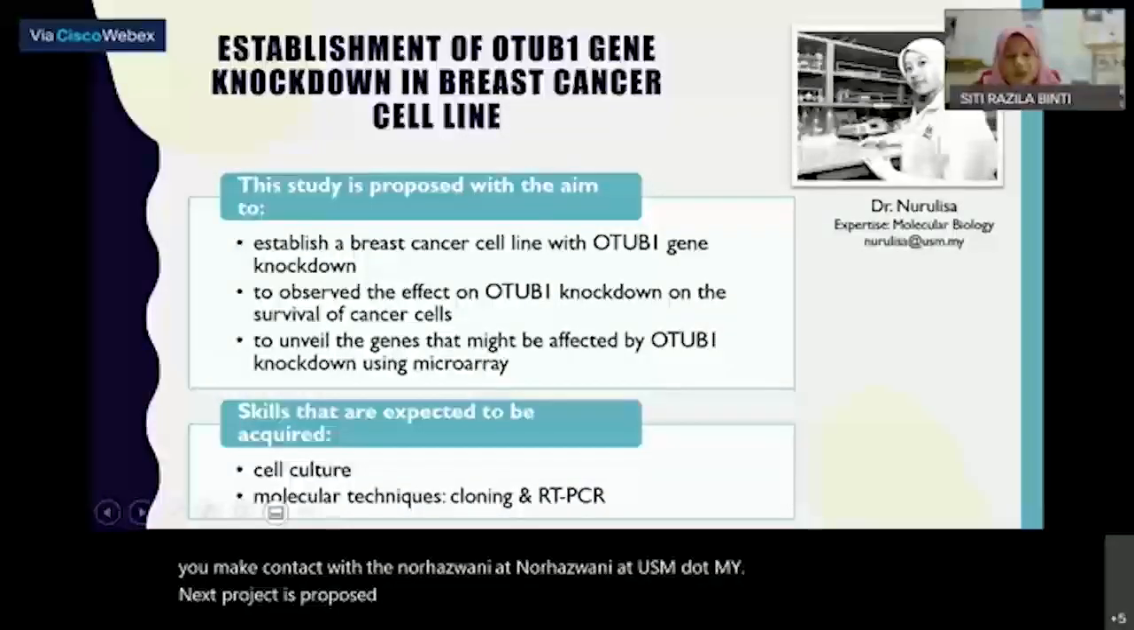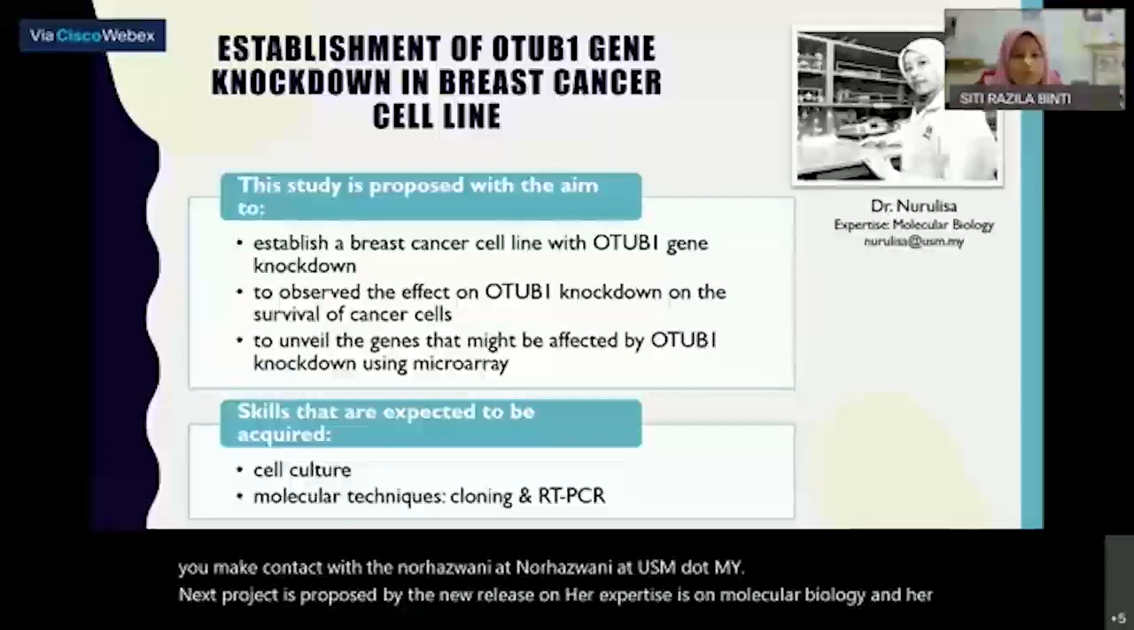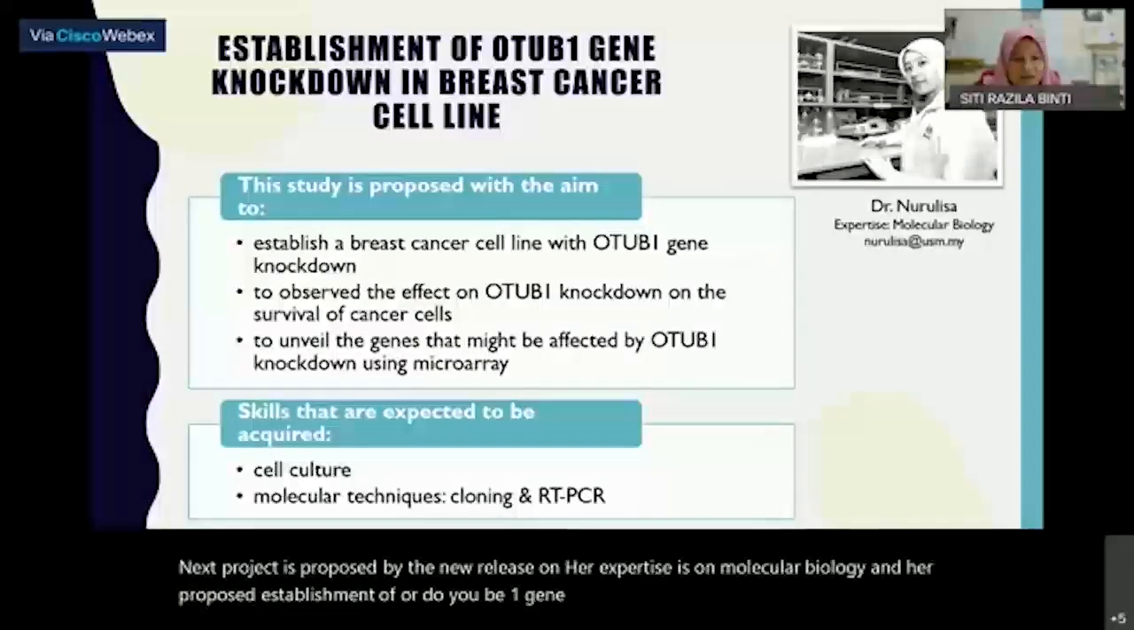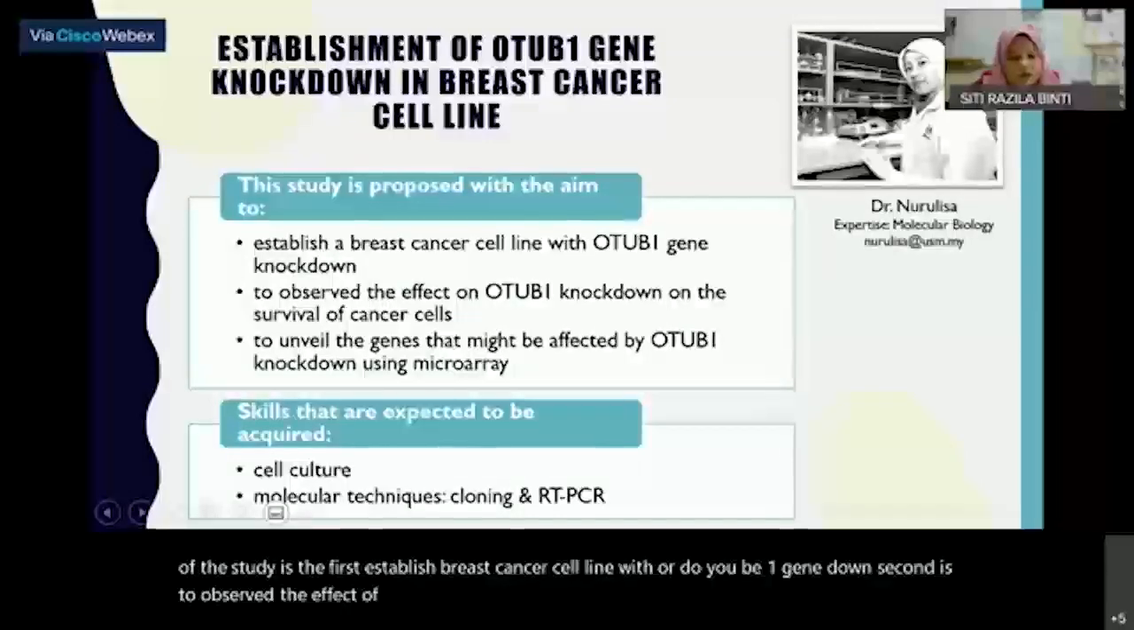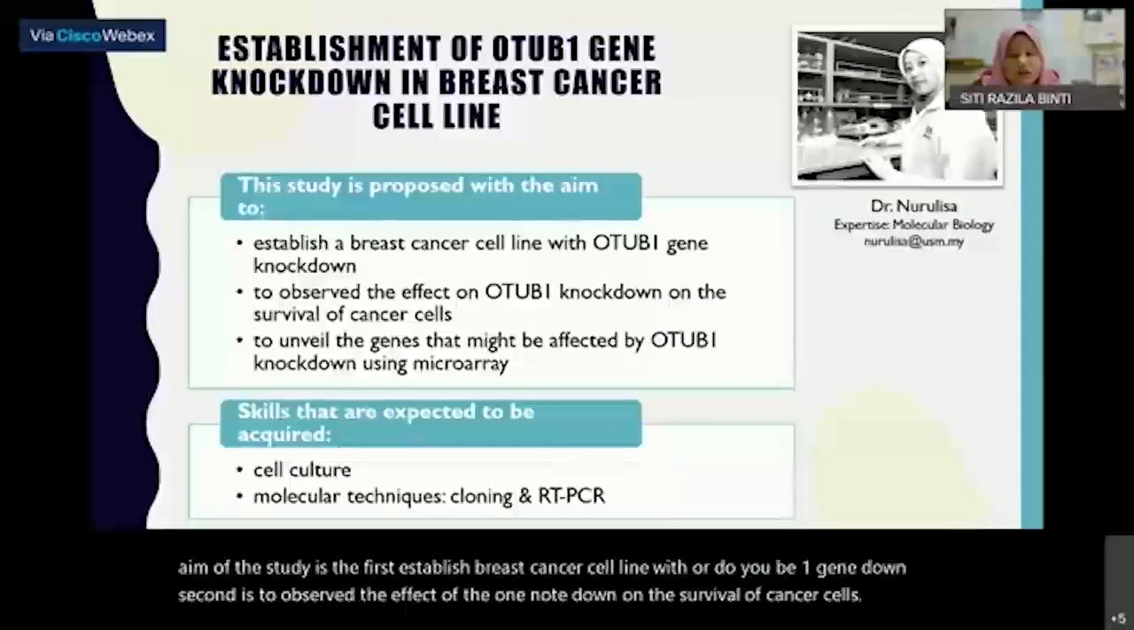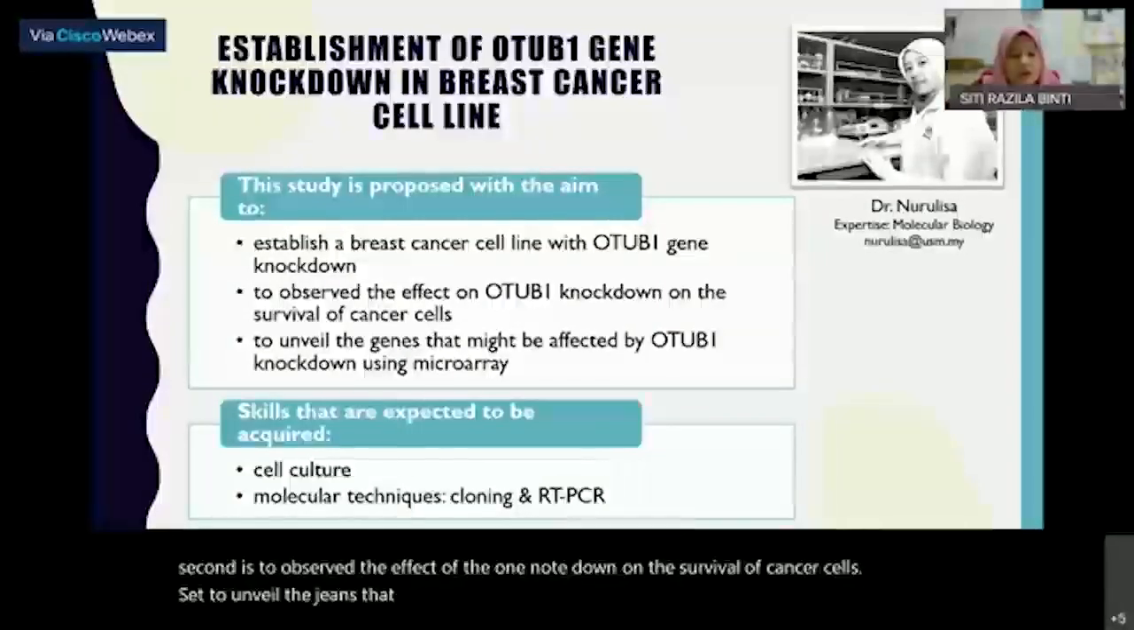Okay, the next project is proposed by Dr. Nurulisa. Her expertise is on molecular biology. Her proposed title is Establishment of OTUB1 Gene Knockdown in Breast Cancer Cell Line. The aim of the study is first to establish a breast cancer cell line with OTUB1 gene knockdown. Second, to observe the effect of OTUB1 knockdown on the survival of cancer cells. Third, to unveil the genes that might be affected by OTUB1 knockdown using microarray.